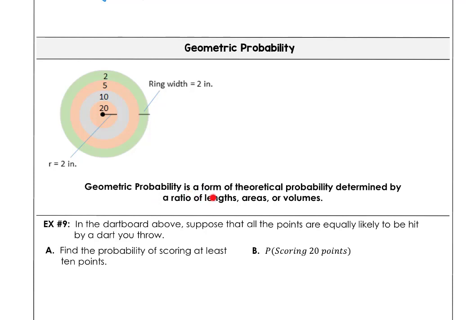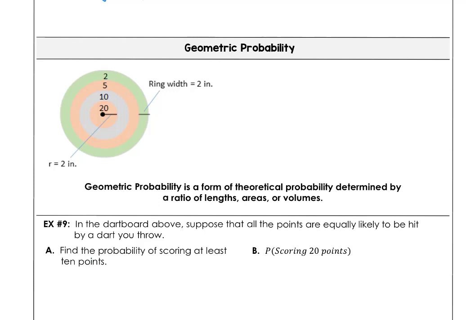Geometric probability is a form of theoretical probability that's determined by a ratio of lengths, areas, or volumes. And in example 9, we have a dartboard. This is our dartboard up here. And suppose that all the points are equally likely to be hit by a dart you throw. Could you find the probability of scoring at least 10 points?